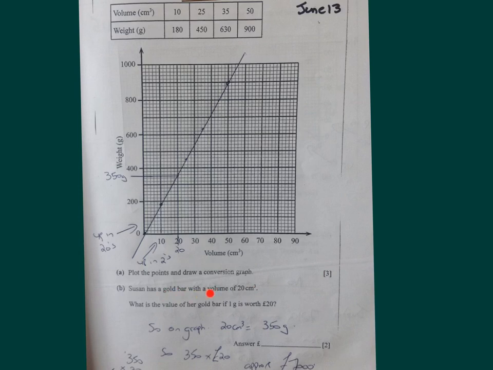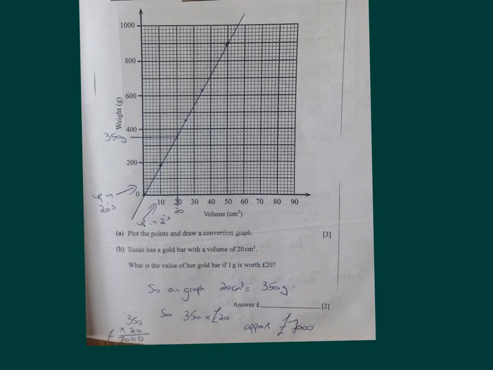Susan has a gold bar with a volume of 20 cubic centimeters. What is the value of the gold bar if 1 gram is worth 20 pounds? So on the graph, if you go along to 20 centimeters cubed, up to hit your line, come across, you'll read that as 350. So I have to then multiply 350 grams by 20 pounds.